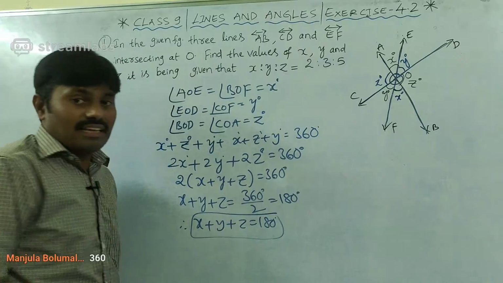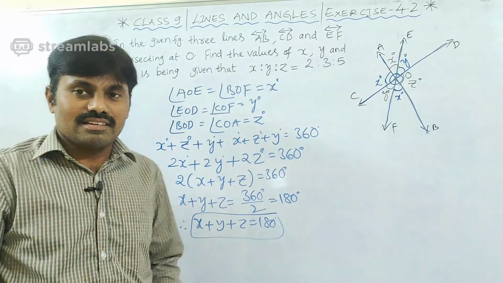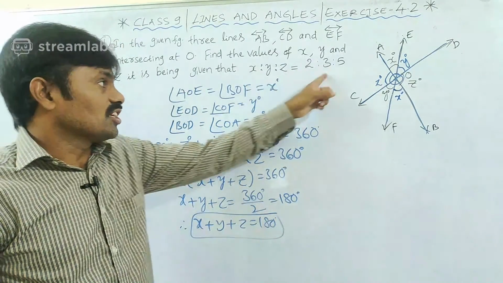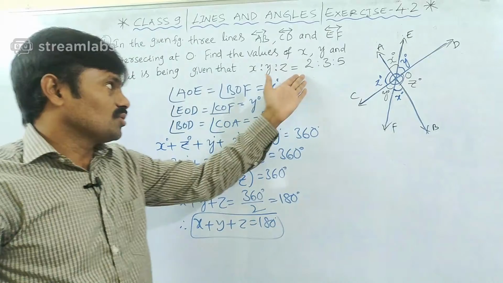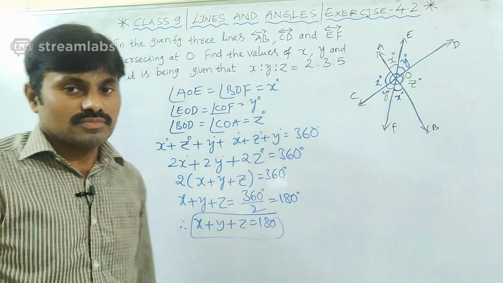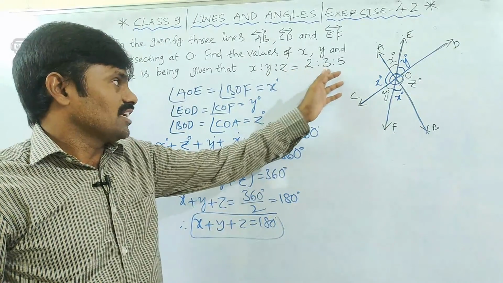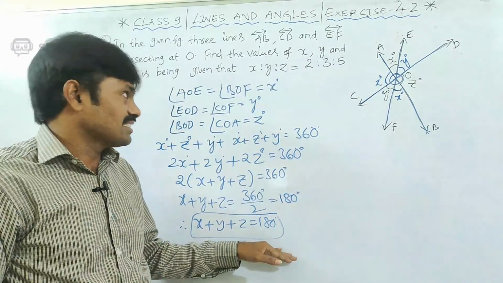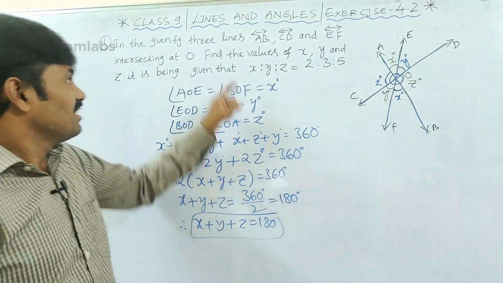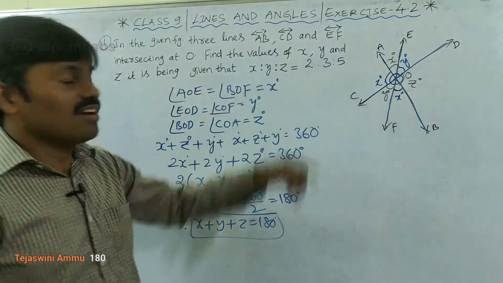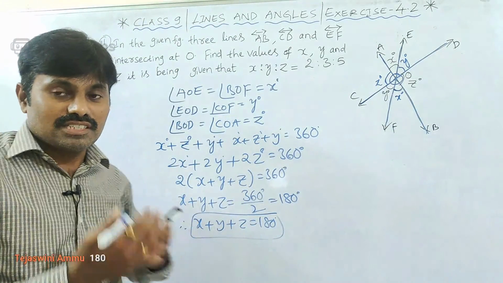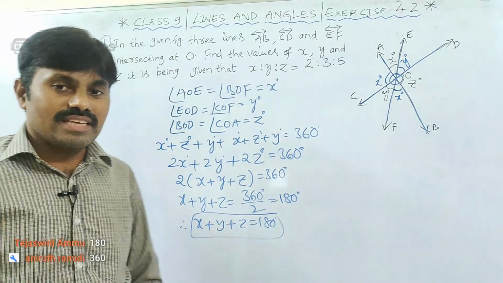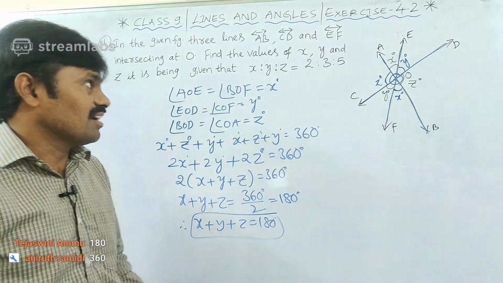But what is given in the question? The relation among x, y and z is 2:3:5. These angles are in the ratio 2:3:5. Here we know that the sum of these three angles is 180 degrees. Now what did they ask? They asked us to find the values of x, y and z. We have got x plus y plus z is equal to 180 degrees.